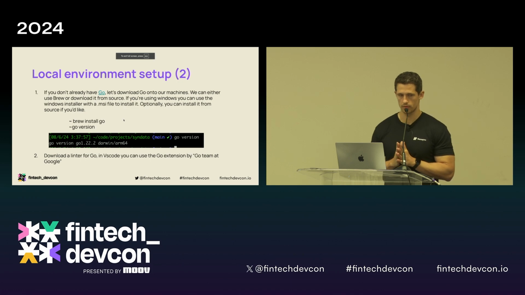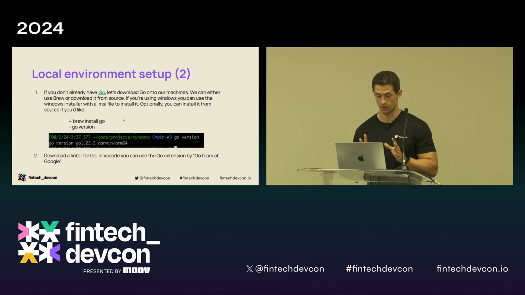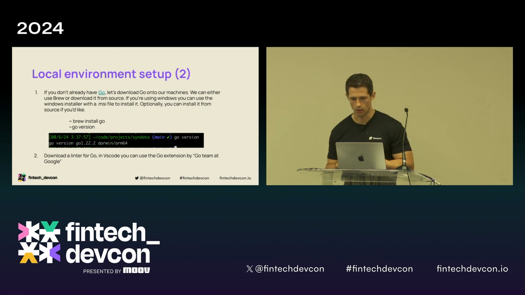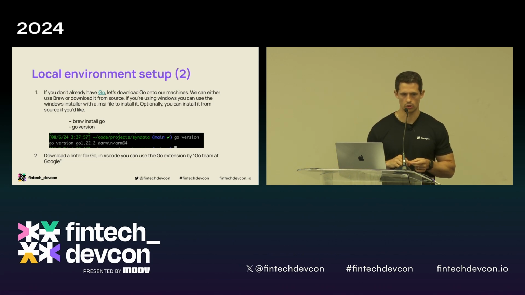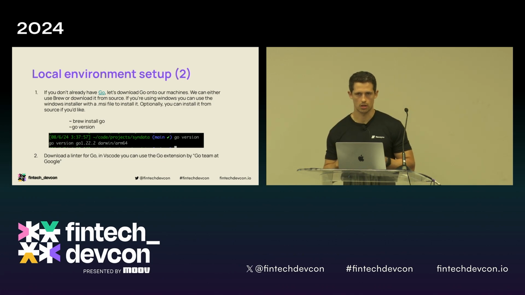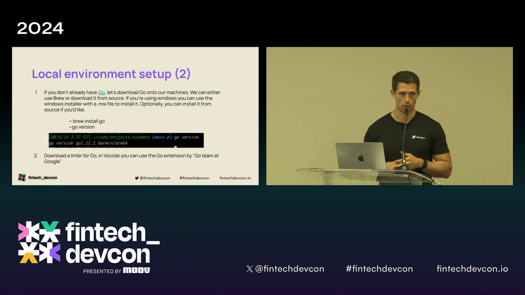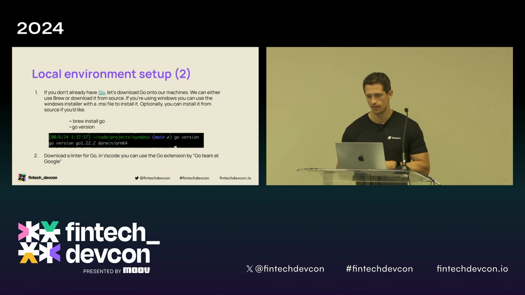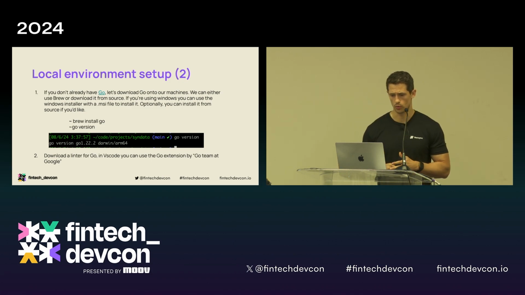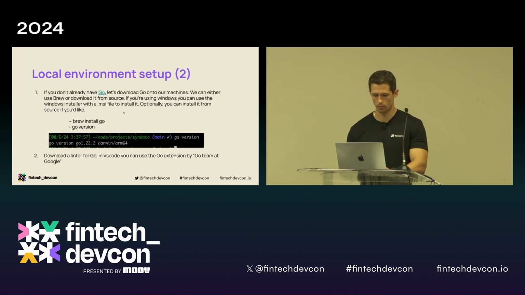Cool. So part 2. Hopefully we don't get too tripped up here. If you don't already have Go, we want to download Go to our local machines. There's a couple different ways you can do it depending on the type of machine that you have. You can either use brew. If you're on a Mac, you can do something like brew install Go. You could download it from source if you're into that sort of thing. If you're using Windows, you can also just use the Windows installer with the .msi to open it.